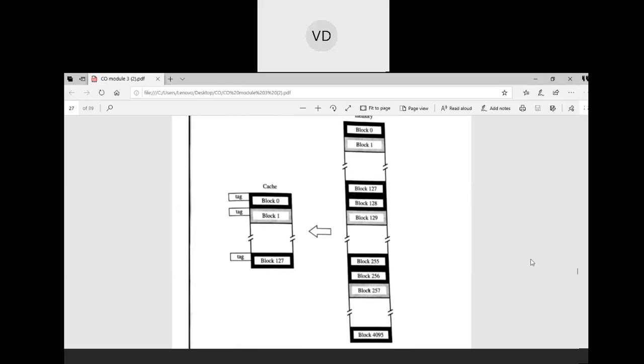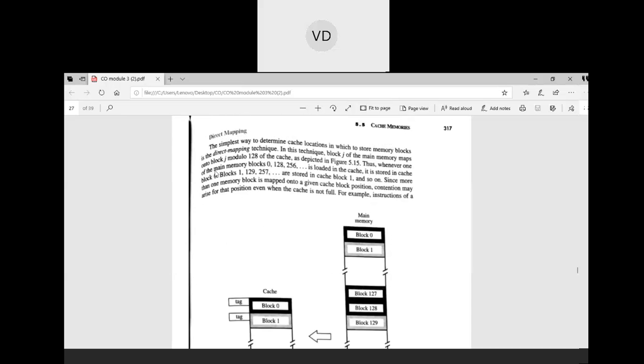But what is the disadvantage here? Many of them are matching to the same block, is it not? They may create a rush, or contention, in a single block. As I told you, block number 0, block number 128, 256, and many others are matching only to the 0th block. In this 0th block there may be a large amount of contention. So this is happening in the direct mapping.